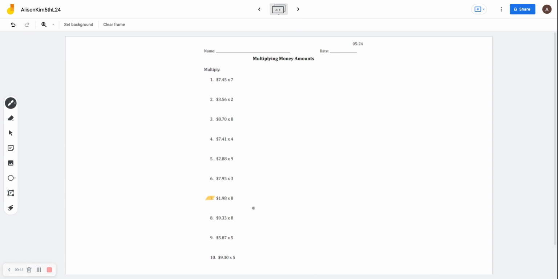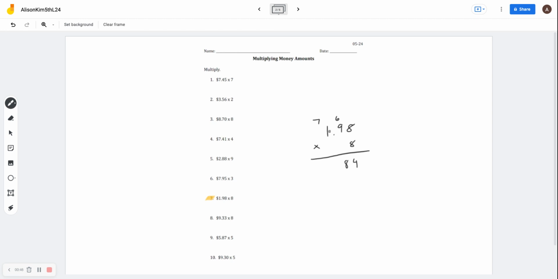So number 7 gives us $1.98 times 8. So this is basically just multiplying with decimals. So we're just going to put 1.98 times 8. And then we just multiply. So 8 times 8 is 64. Bring down the 4, bring up the 6. 9 times 8 is 72. 72 plus 6 is 78. So you bring down the 8 and bring up the 7.